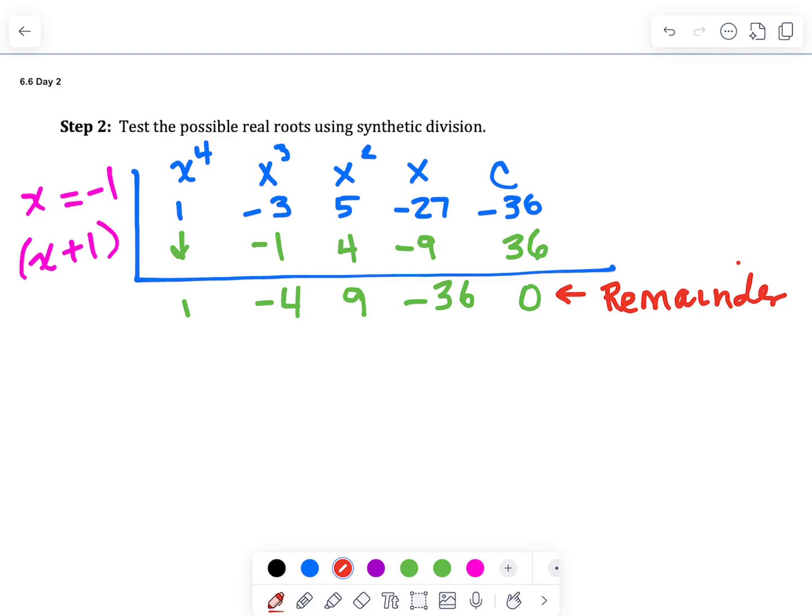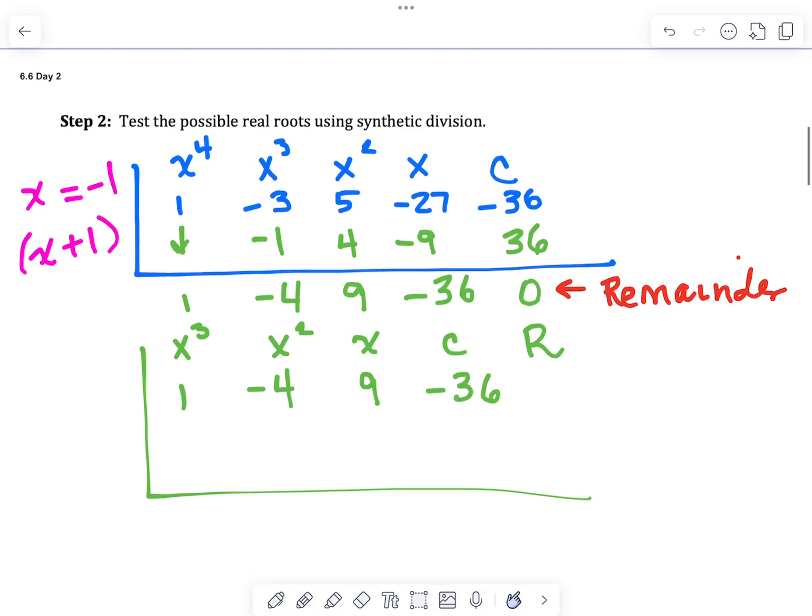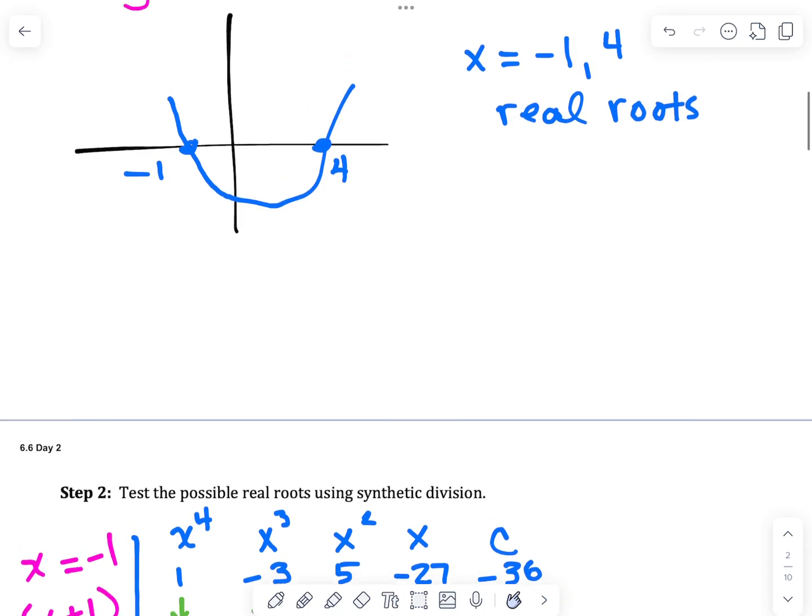So then what we do is we do synthetic division again with what's left. So you always drop a degree. So this is now my x cubed term, my x squared, my x, my constant, and then my remainder. And I create my next synthetic division box. So I use my quotient from up above with those same places. Now we're going to work with the second 0.